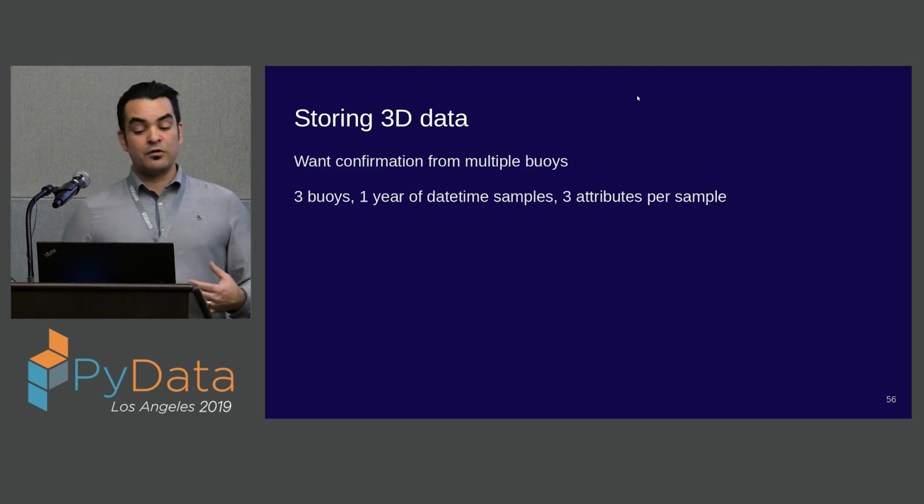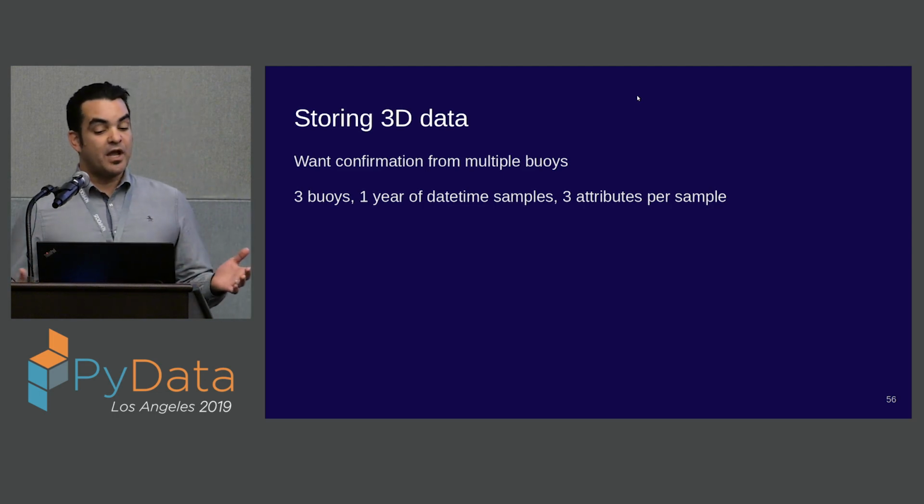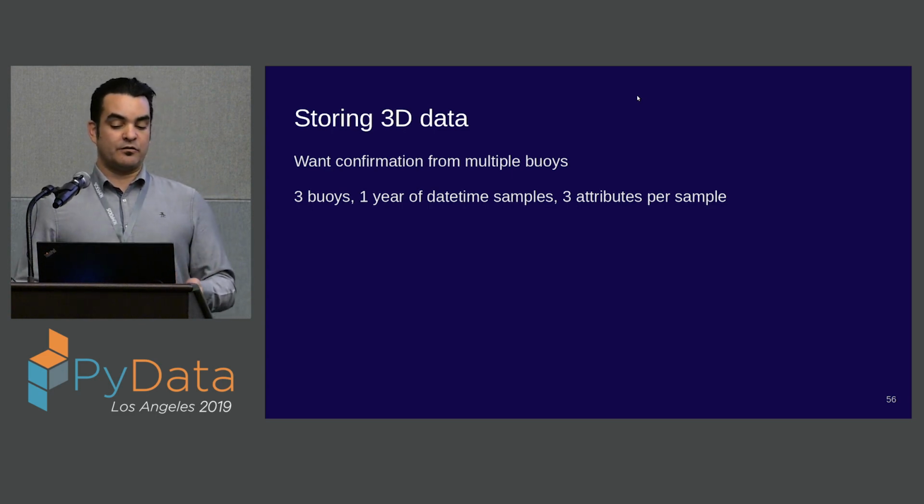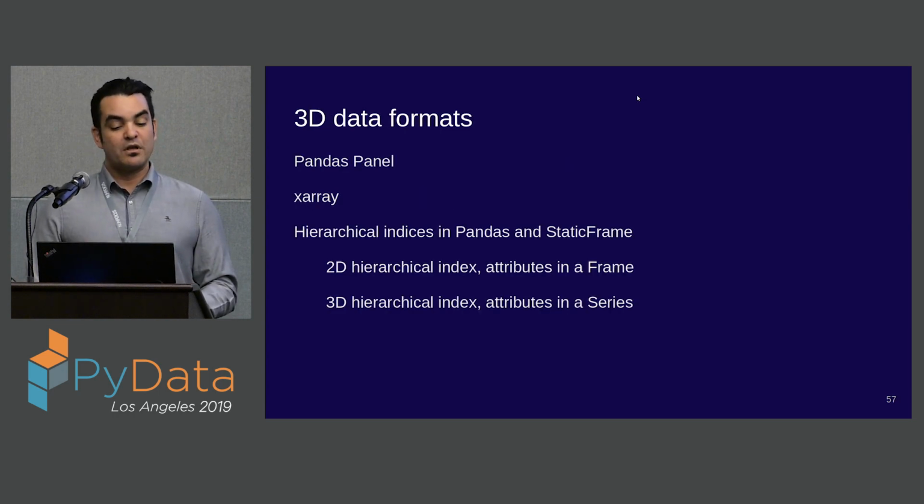So we're going to store this in a 3-dimensional data structure, and we want confirmation from multiple buoys. That's why we want to take multiple observations. So we're going to have 3 buoys, 1 year of datetime samples, and 3 attributes per sample. And we're going to look at a couple 3-dimensional data formats that we can use. We have the pandas Panel, we have the xarray DataArray, and we have hierarchical indices in pandas and StaticFrame. We're going to look at 2D hierarchical index on a Frame, and a 3D hierarchical index on a Series. So let's start with the Panel.